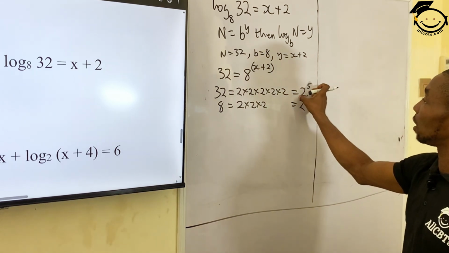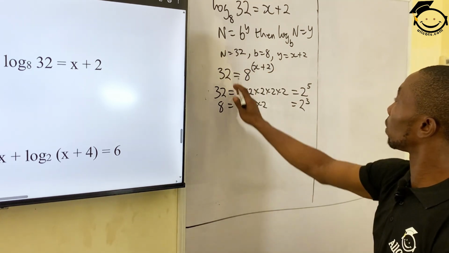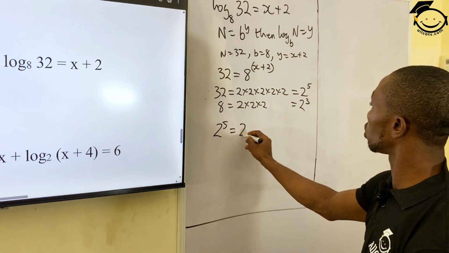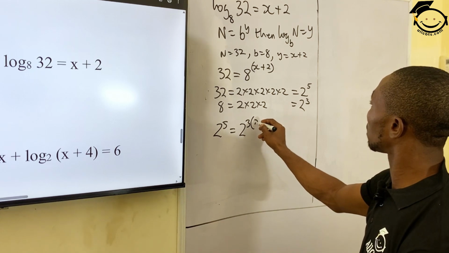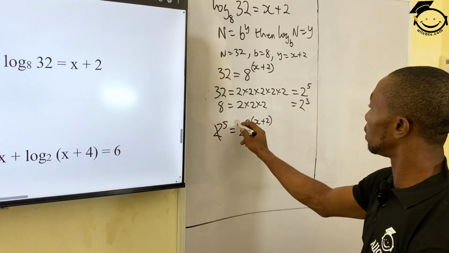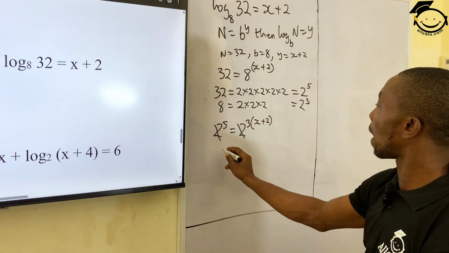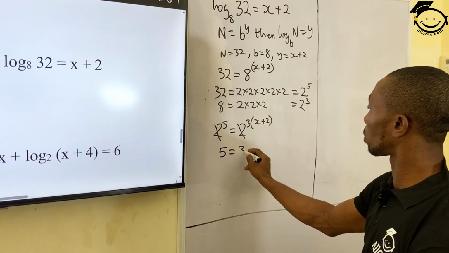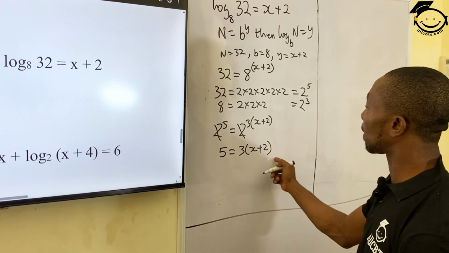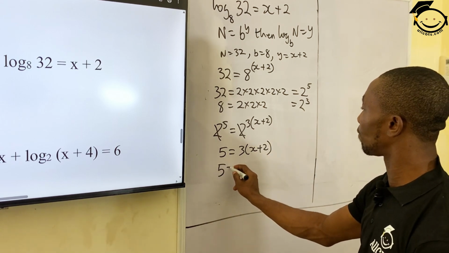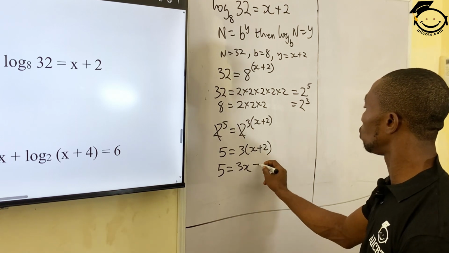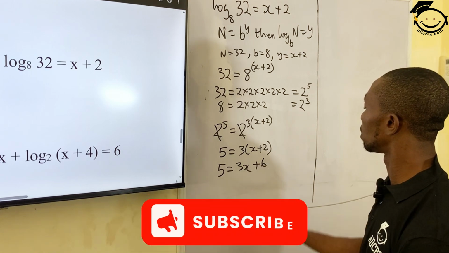Now, replacing this for each of them, for 32, we have 2 raised to the power 5 equals 2 raised to the power 3, bracket x plus 2. Now, we can equate our bases by cancelling them out to have 5 equals 3 bracket x plus 2. This will become, expanding this bracket, we have 5 equals 3 times x, 3x, 3 times 2, plus 6.